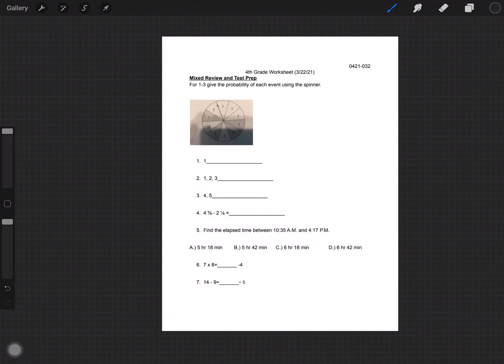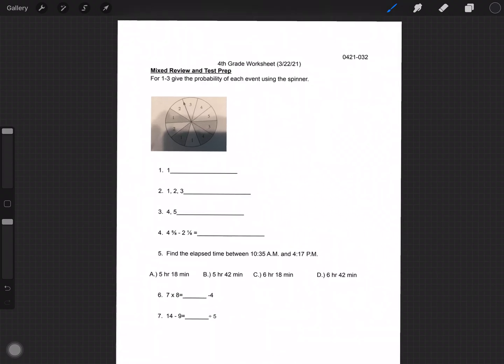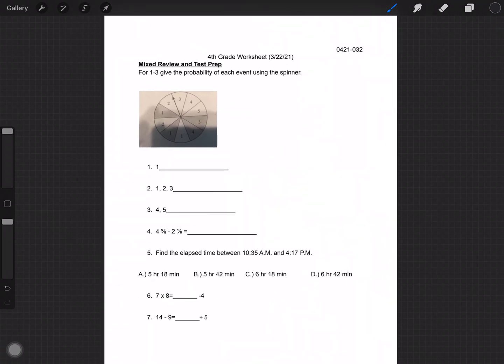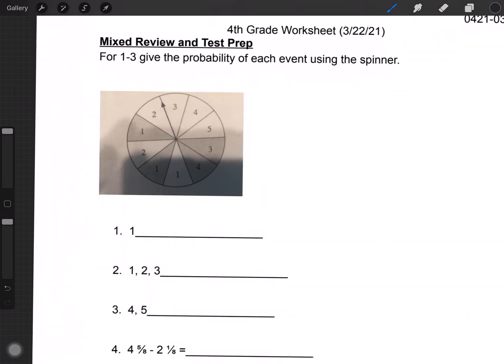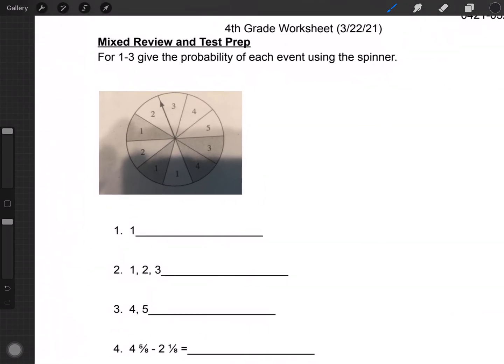Through the 4th grade worksheets for lesson 32, I believe. And so this is the first worksheet that you're given. It says for 1, 2, 3, give the probability of each event using the spinner. So I'm going to do number 1 and 2 with you. Number 1 says the probability of getting a 1.